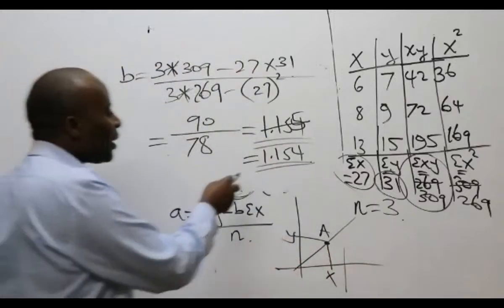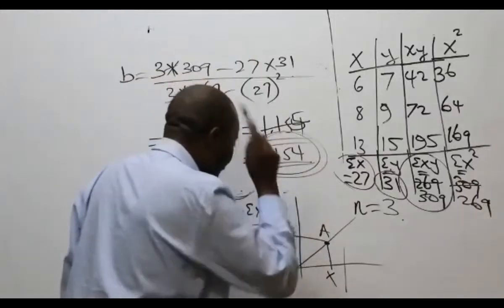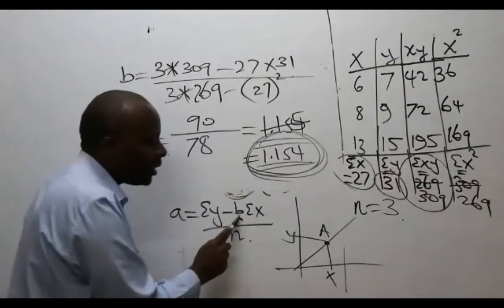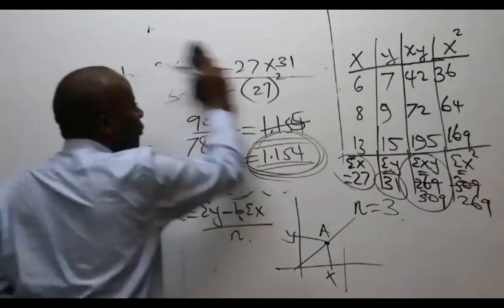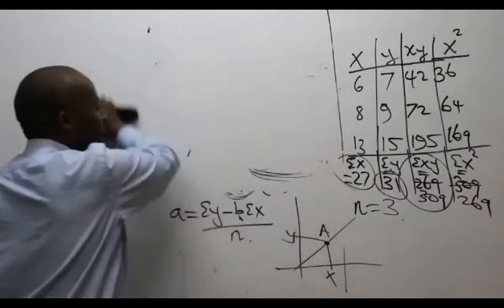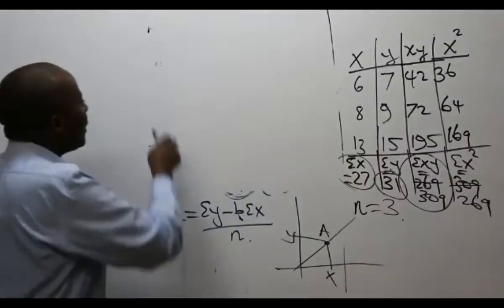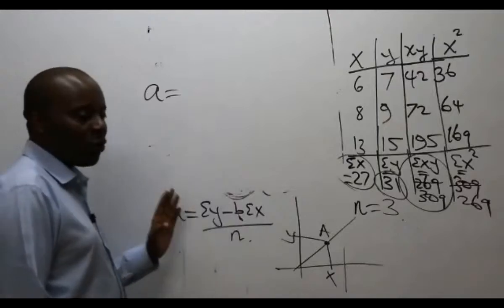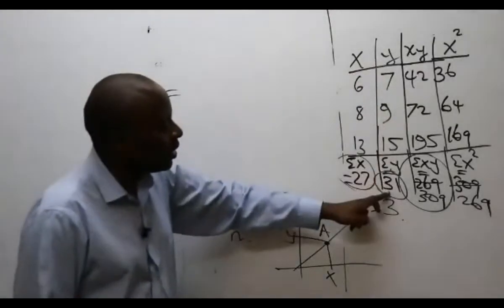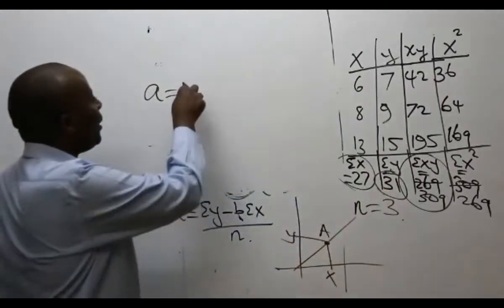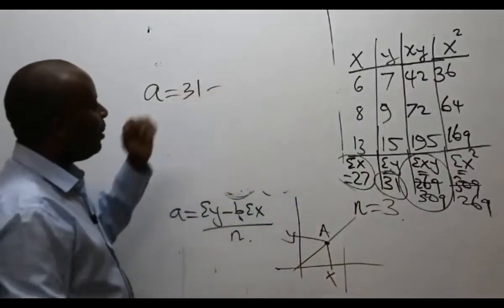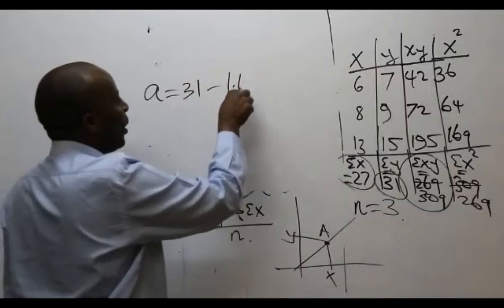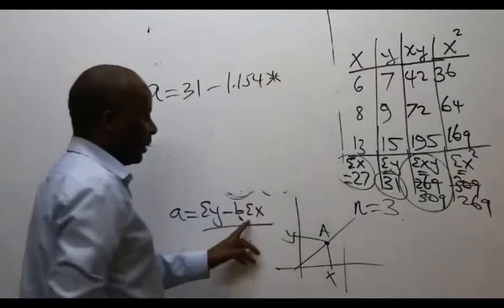Ladies and gentlemen, this figure here will be stored somewhere at the back of my mind because I need it here. While calculating A, I need the value of B. So this figure, I have to really write it permanently somewhere at the back of my mind. So please come and give me the value of A. So how do we get A? To get A, we are taking summation of Y. Summation of Y is 31 minus the value of B that we got. The value of B that we got was 1.154 times summation of X.